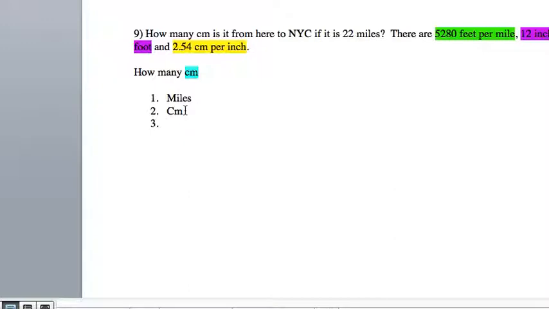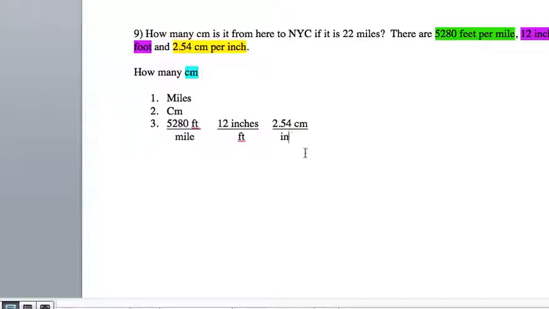So the first one we have is 5,280 feet over a mile. Then I have 12 inches per foot. Then I have 2.54 centimeters per inch.